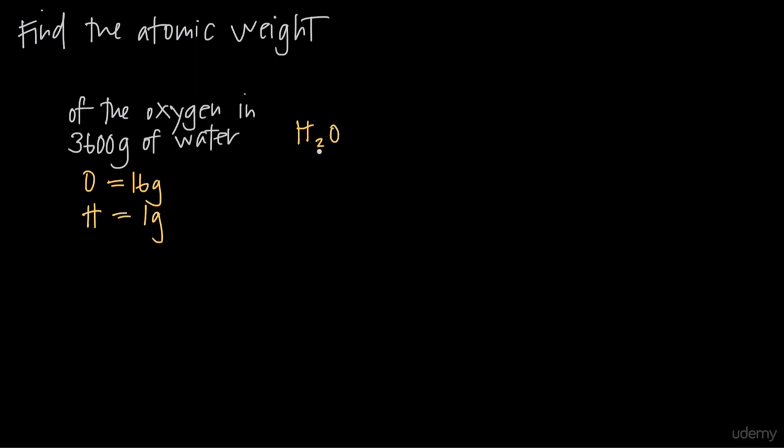So if there's 2 hydrogens and 1 oxygen in 1 water molecule, then in order to find the weight, all we have to do is take 2 times hydrogen. So we have hydrogen here at 1 gram. So we'll take 2 times hydrogen of 1, and then add to that the weight of 1 oxygen molecule. So plus 1 oxygen is going to be plus 16. And when we do that, we're going to get 2 plus 16 and a total of 18. So the weight of 1 water molecule is going to be 18 grams.